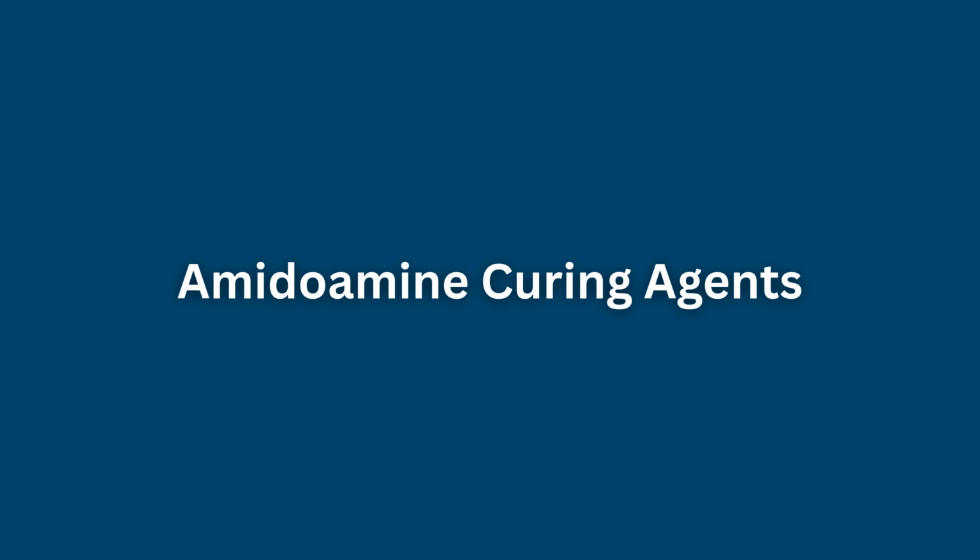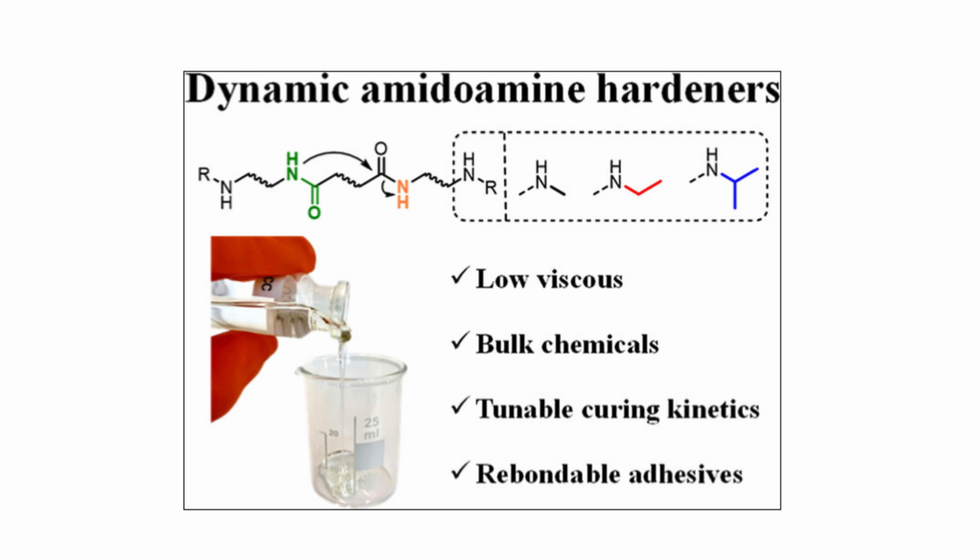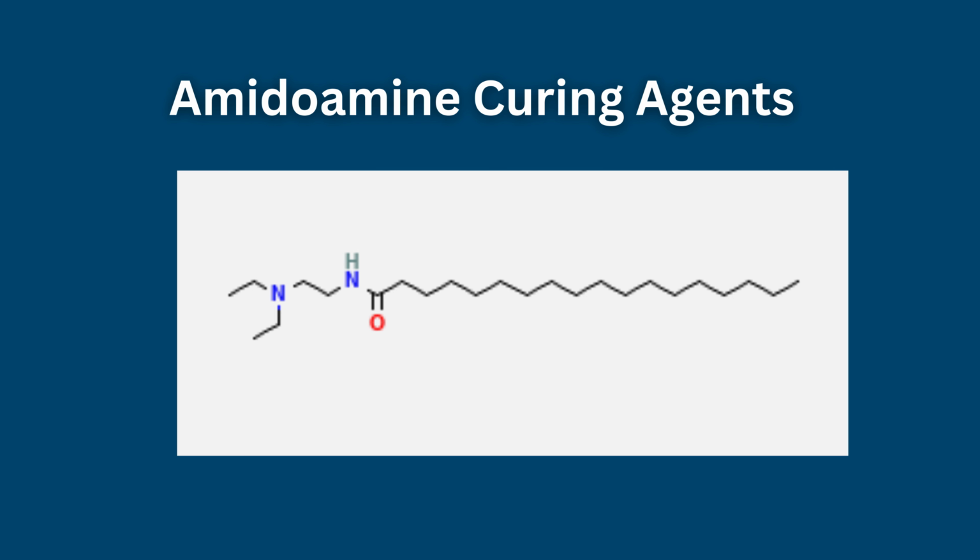Amidoamine curing agents. Amidoamines are closely related to polyamides but contain only one amide group per molecule. Consequently, they have lower molecular weight, lower viscosity, and somewhat reduced functionality compared with polyamides. Like polyamides, amidoamines exhibit forgiving mixing ratios and allow significant variation in resin to hardener proportions. The properties of the cured epoxy can therefore be adjusted by modifying the formulation.